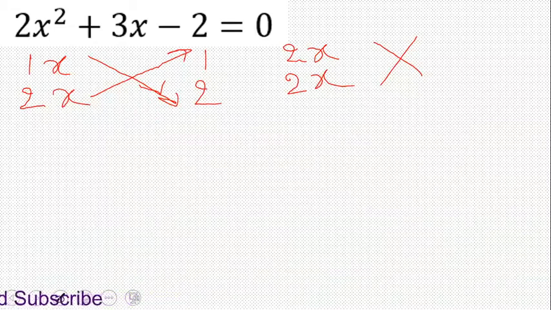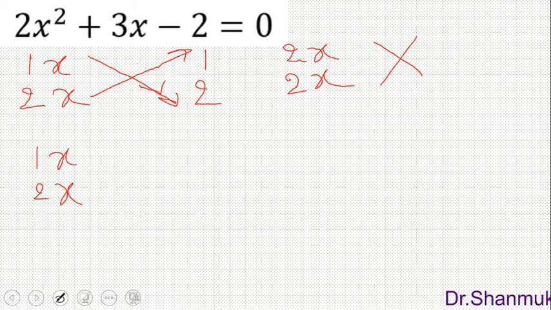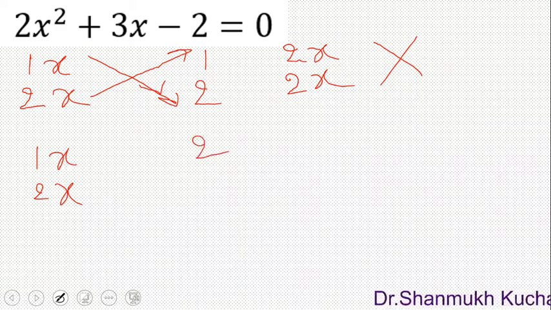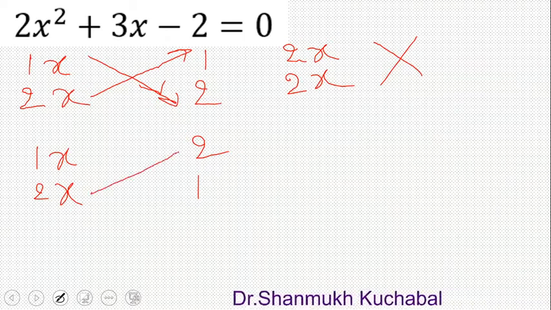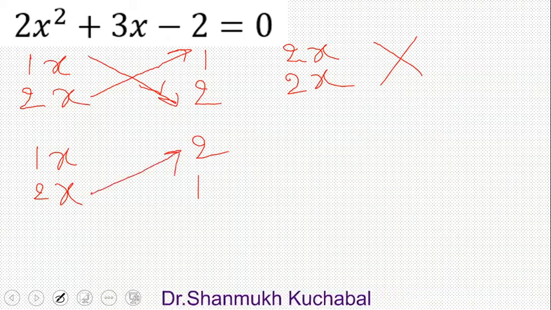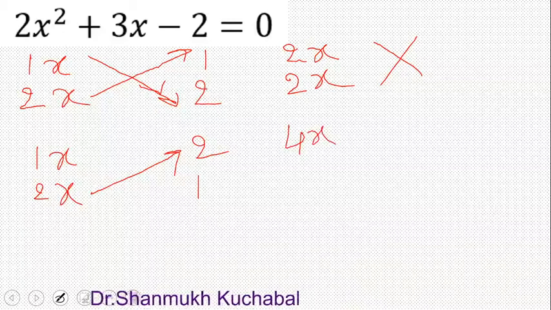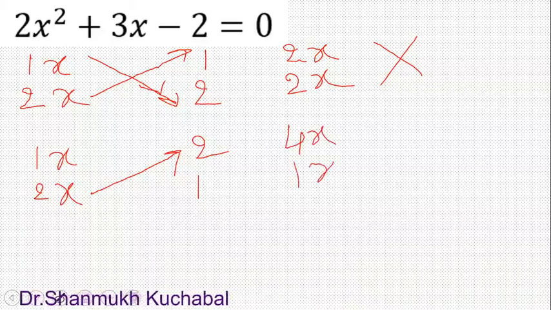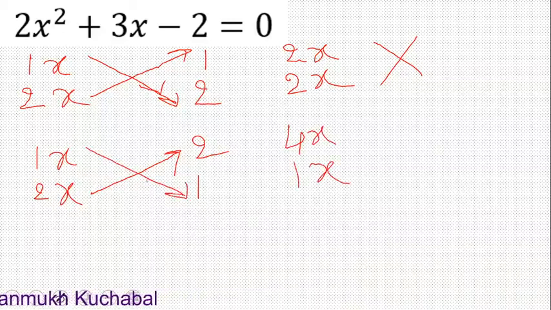Now interchange it. So it is 1 into x, 2 into x. 2 I write first, 1 I write next, then find the cross multiplication. 2x into 2, 4x. Next 1x into 1, 1x it is. So like this, cross multiplication.